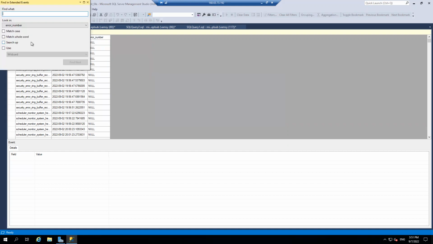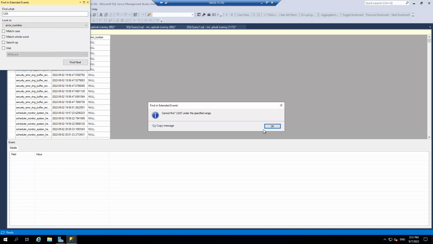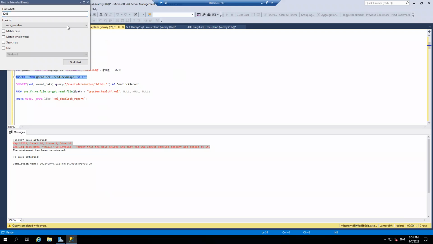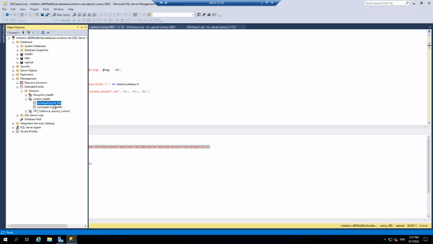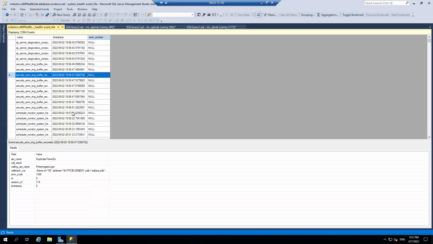Find in this column 1205. Okay, not this way. It's hard to find. 1204, right? Error number is 1205. Trace flag is 1204. Okay, let me sort by timestamp first.